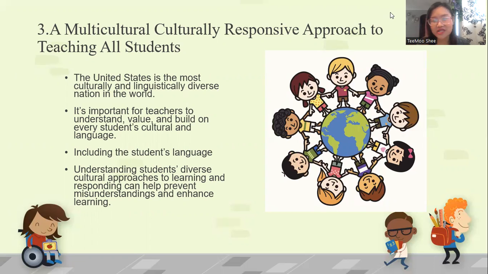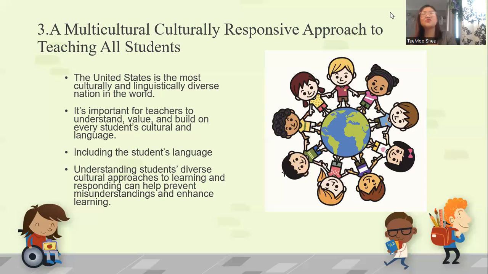And then she also talked to me and asked why I keep calling her teacher. So I explained to her that in our culture we don't say older people's names. So we tried to learn about each other's culture and adapt to each other's culture, and it's helpful. Understanding students' diverse cultures and approaches to learning and responding can help prevent misunderstanding and help learning.